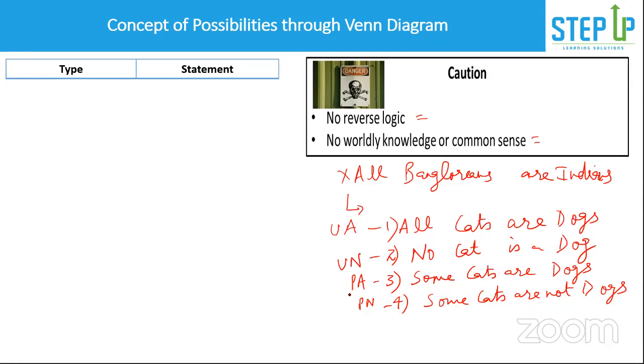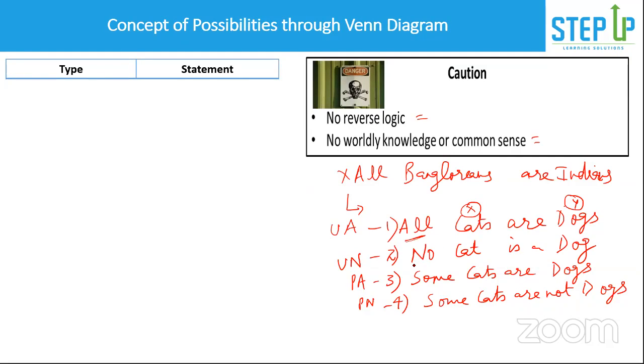Universal negative, particular affirmative, and particular negative. This is what all these four statements mean. Either you can come across a statement like this: all cats are dogs. Now, instead of cats, it could be bats, it could be elephants, whatever it is. So you have to just assume this is X and this is Y. And the relationship here is universal affirmative.